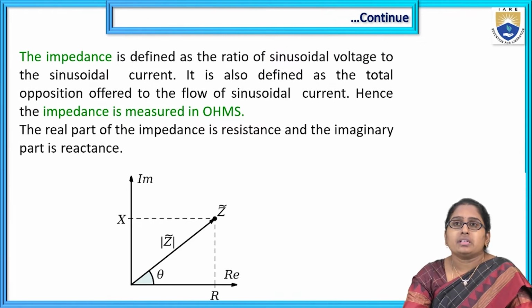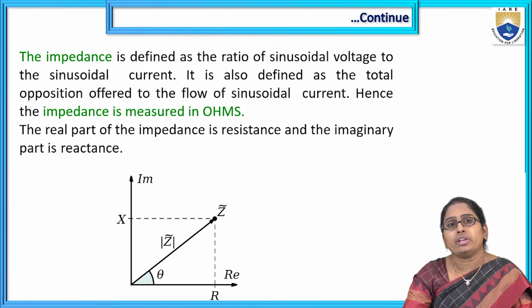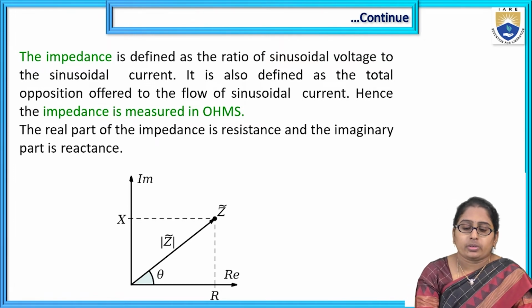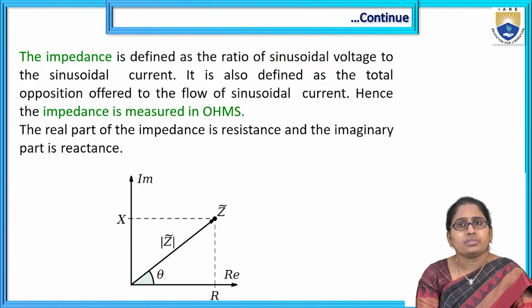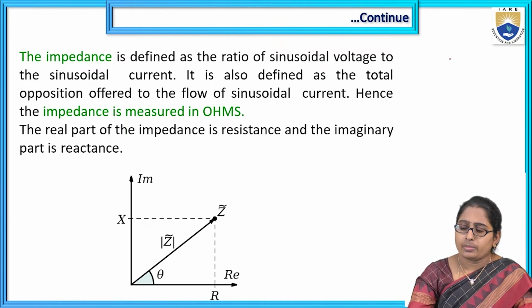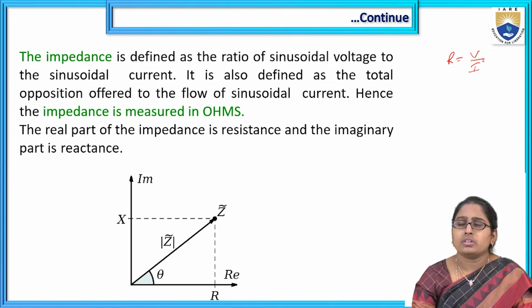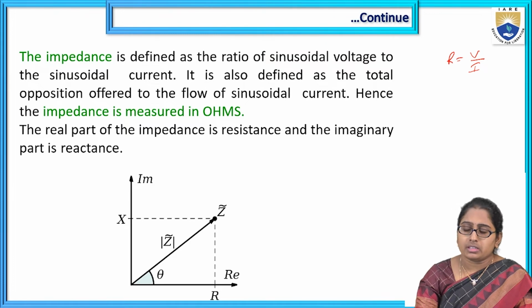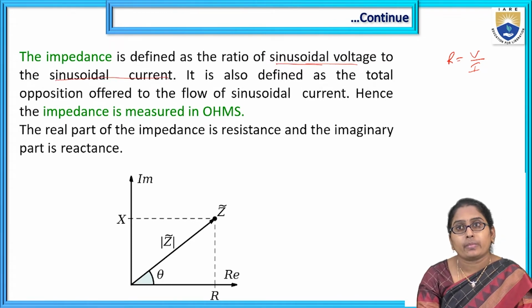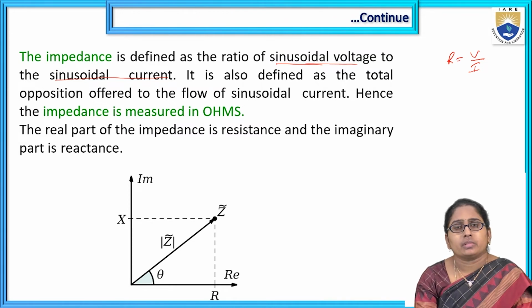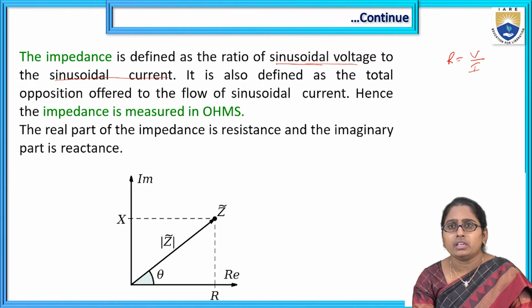Impedance is defined as the ratio of sinusoidal voltage to sinusoidal current, like resistance. How is resistance defined? It is the opposition to the flow of current. Another way we can say, from Ohm's law, resistance is given by the ratio of voltage to current. In a similar manner, impedance is defined as the ratio of sinusoidal voltage to sinusoidal current, AC voltage to AC current. So in place of resistance we have impedance, because it is an AC circuit. That is the only difference.